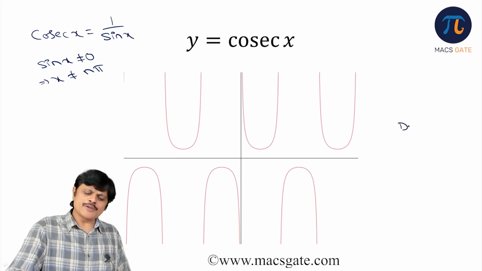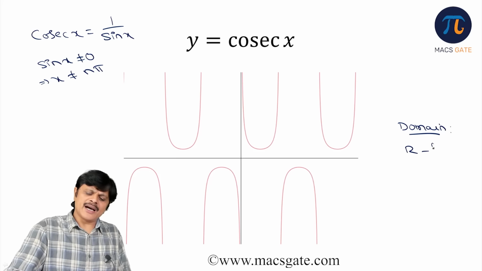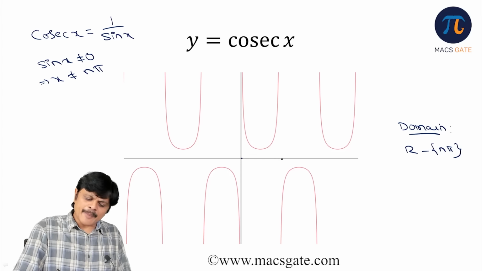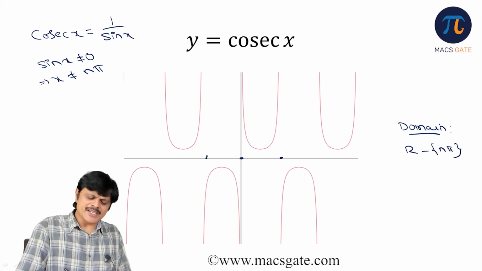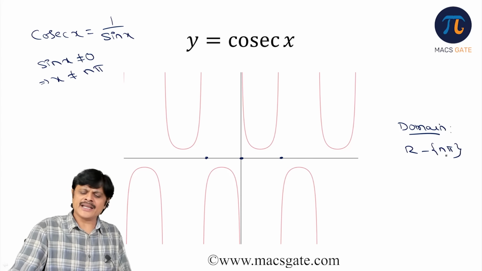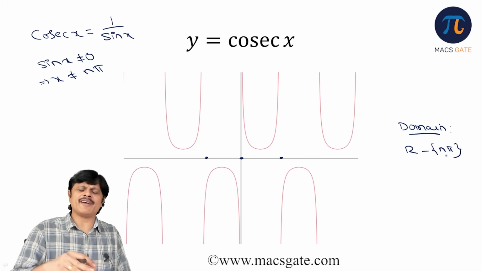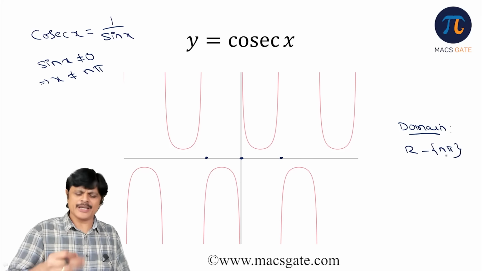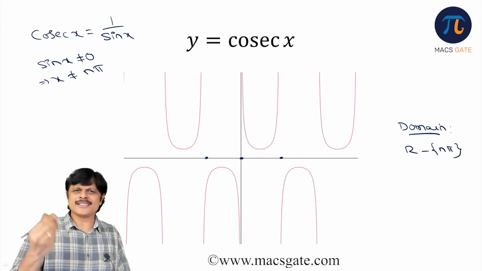So if you want to see the domain for cosecant x, these n pi's we have to remove. R minus n pi. See, at 0 it is not defined, at pi it is not defined, at minus pi it is not defined. Am I clear? It will be having discontinuities, or the function is not defined, at n pi. Clear? Not discontinuities. When it is not defined, what is the question of continuity there? Okay, so it is not defined. You can also say discontinuities, that is secondary.